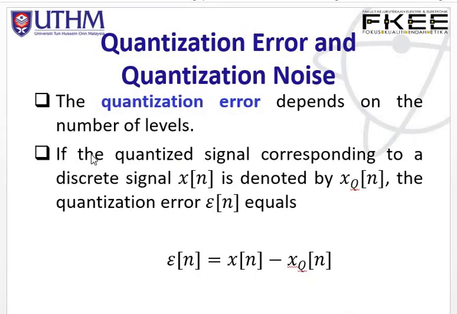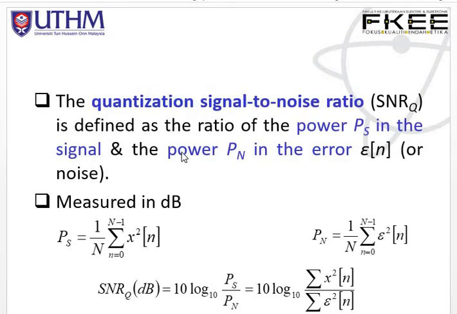Next is the quantization error and quantization noise. The quantization error depends on the number of levels. If the quantized signal corresponding to a discrete signal x[n] is denoted by xq, then the quantization error is equal to x[n] minus xq, where xq is the quantized signal. And then the quantization signal to noise ratio, we call it SNRQ, is defined as the ratio of PS and PN. PS is the signal power, PN is the noise power.